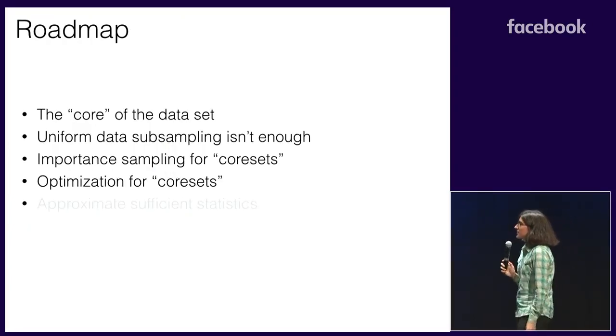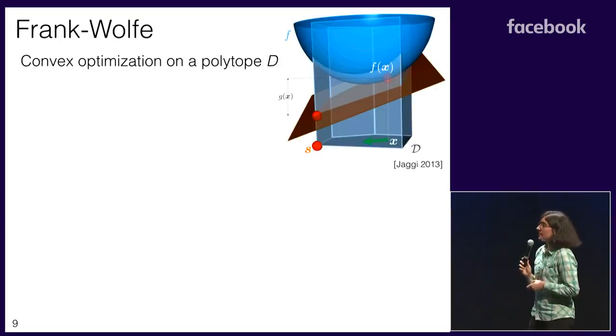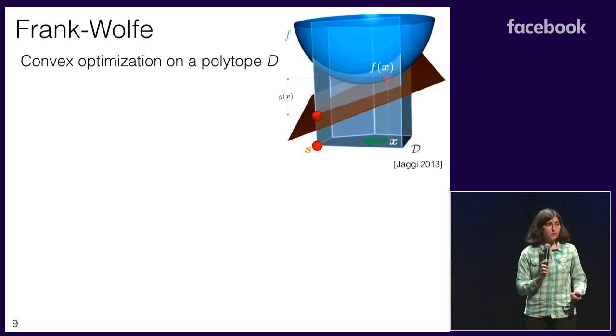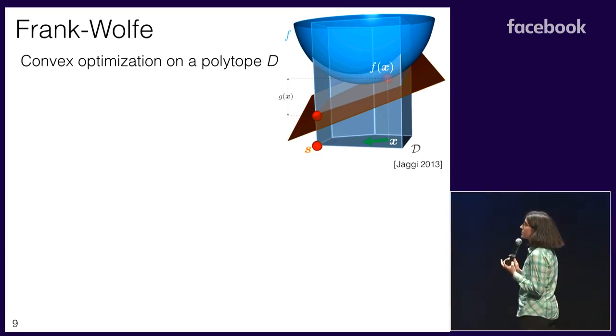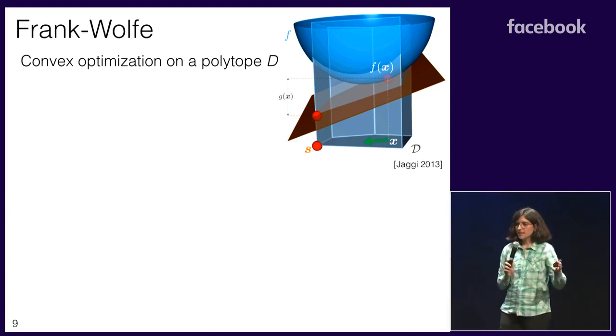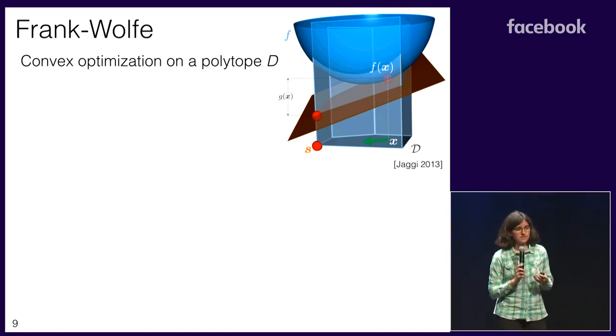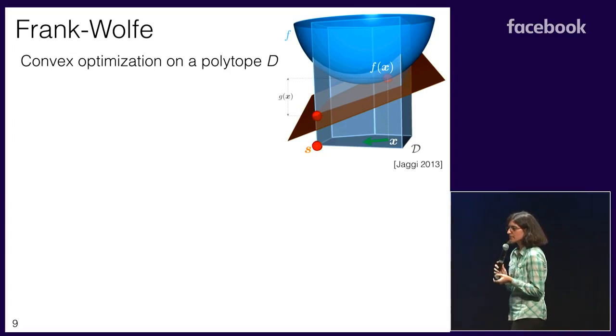Okay, so nowadays when you hear sparse optimization, so we're going to step away from sampling for the moment and think about optimization. When you hear sparse optimization, you think Frank-Wolfe. So let's just review what exactly is Frank-Wolfe. In Frank-Wolfe, we're trying to optimize over a convex function. So that's the function that we see, this bowl, this f, this convex function. And we're trying to optimize over a polytope D. So x is in this polytope D.